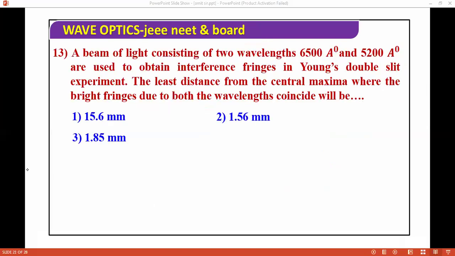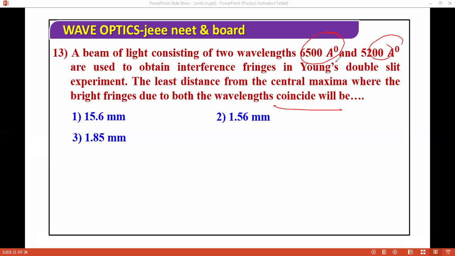In this question, a beam of light consisting of two separate wavelengths, 6500 angstroms and 5200 angstroms, is used to obtain interference in a Young's double slit experiment. Find the least distance from the central maximum where the bright fringes due to both the wavelengths coincide. So basically, it's an easy question, and you can do it.